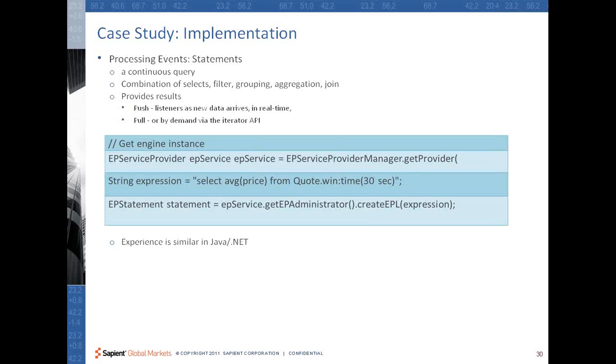So here is one example where I am sending an event. I have already sent an event, and there is a query: select average price from quote window over a period of 30 seconds. This is an expression, and this is the administrator. The third statement is the EPAdministrator, which will create the EPL.